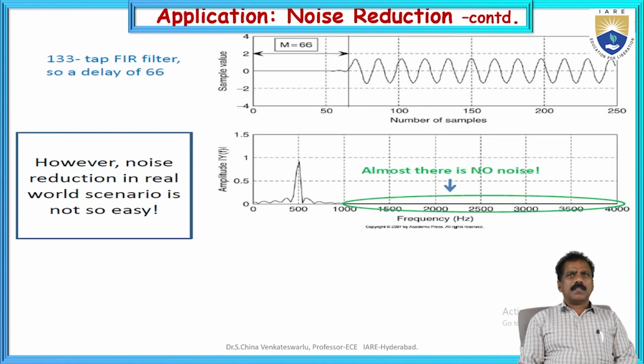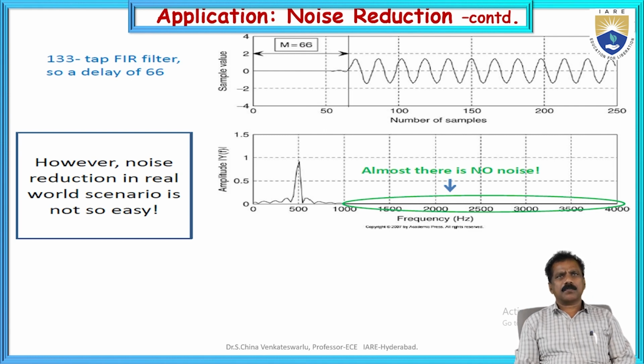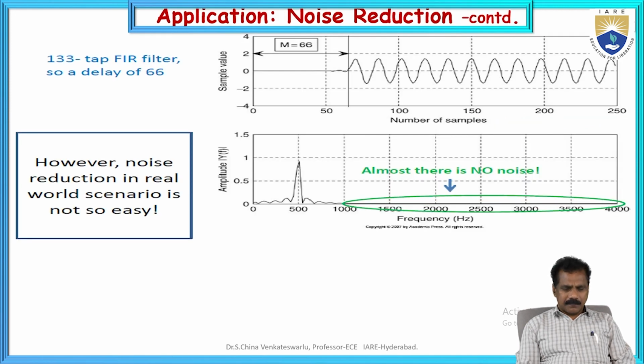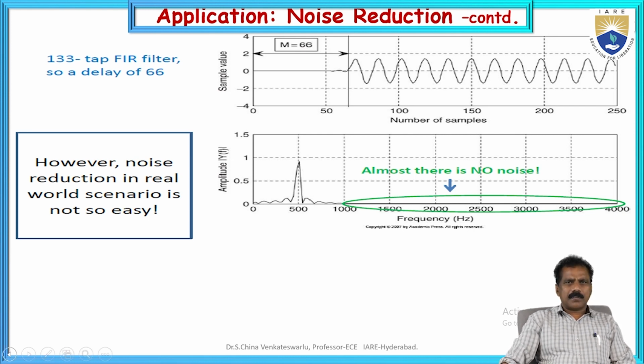Here is one more application, suitable for design aspects like a 133 tap finite impulse response filter with a delay of 66. For that purpose also we are trying to reduce noise; there is almost no noise in this case. Like this, we verify the finite impulse response digital filter with particular aspects, with examples and some problems to be solved.